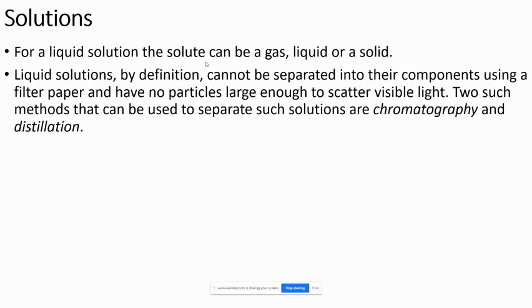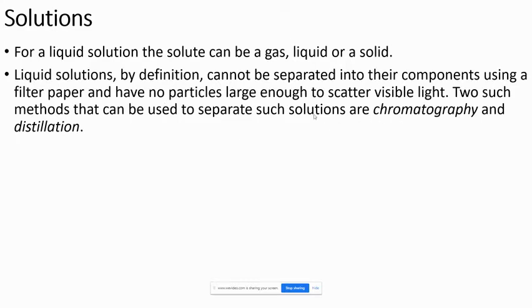So liquid solutions, the solute again can be a gas like CO2 in your pop, or it could be a liquid, or it could be a solid. So we talked about that a couple slides ago. Liquid solutions by definition can be separated into their components because remember, solutions are a physical change. When we go through a physical change, we can still get our components back. And so one of the ways to do that is through chromatography.